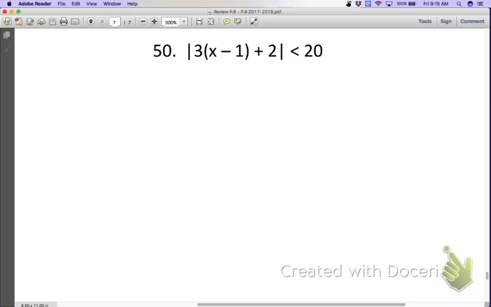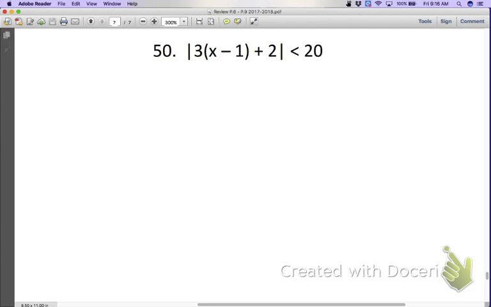All right, number 50. You have the absolute value of 3 times x minus 1, plus 2, is less than 20. So normally, if you have things outside of the absolute value, you have to get the absolute value by itself. Well, you have all this other stuff going on inside the absolute value, which is completely all right. Now, you could go ahead and combine everything inside there if you wanted to, or you can leave it as is. It's really up to you.